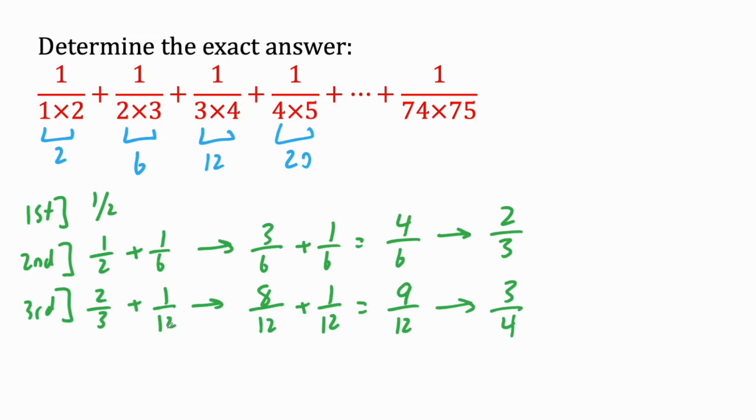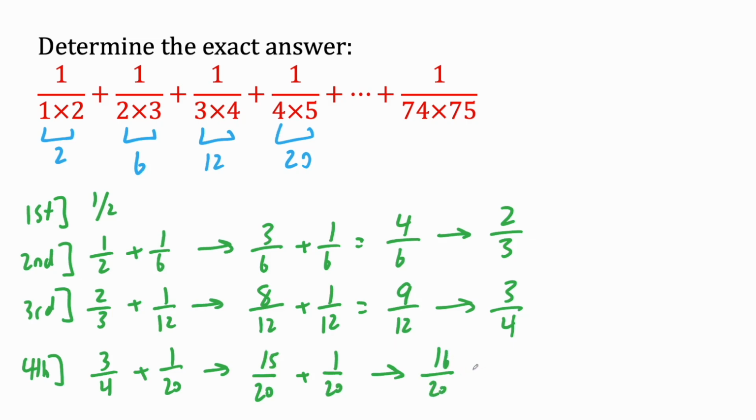Alright, so let's do one more to make sure this is actually the pattern. So now we'll do the fourth term. We'll take 3/4 and add 1/20. I'm going to times 5, and so I'm going to get 15 divided by 20 plus 1 divided by 20, and 15 plus 1 is 16 divided by 20. And if we divide by 4, we get 4 divided by 5. So the pattern looks right.